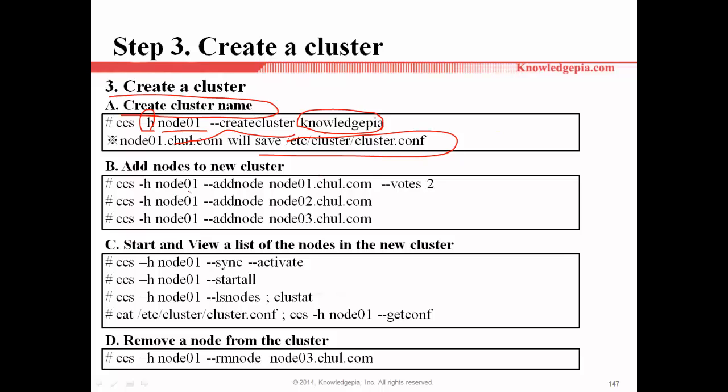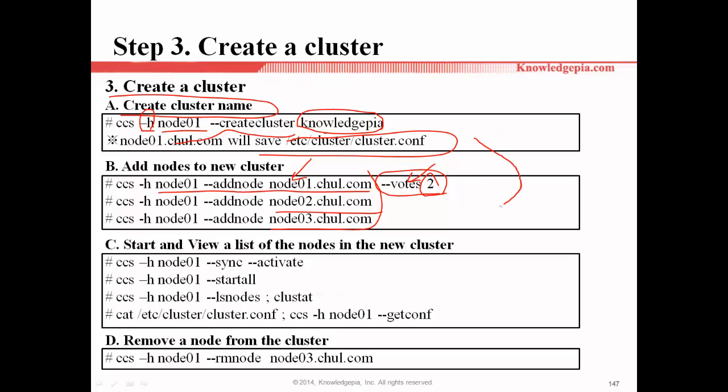So in my case here, add node01, node02, node03. In the case of node01, I will add one more option, votes. This option is needed for the quorum. The default is 1, but only for node01, I will give 2. And then view a list of nodes in the new cluster.